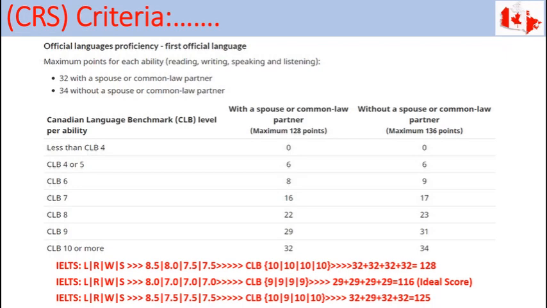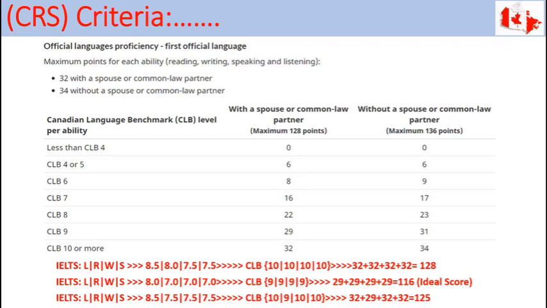Now second example, if I get 8, 7, 7, 7 in listening, reading, writing and speaking, that's CLB 9 in each, that is 29, 29, 29, 29, that is 116. Now I'll take an example of CLB 9 and CLB 10, a mixed match of both the options.